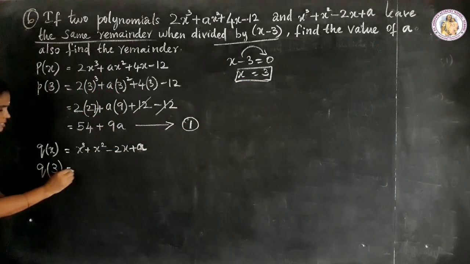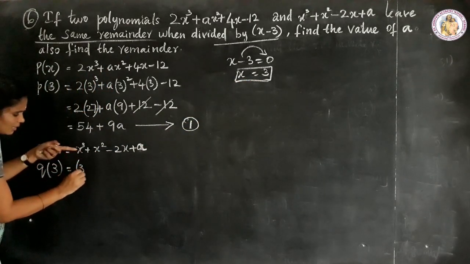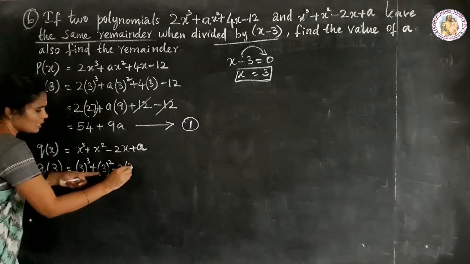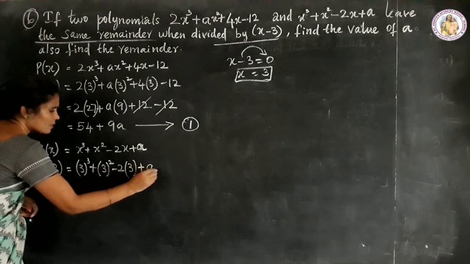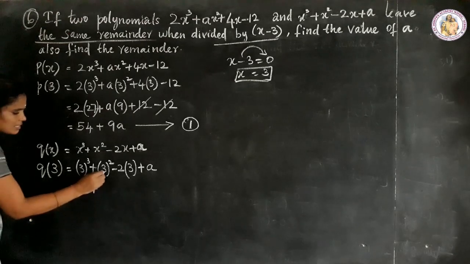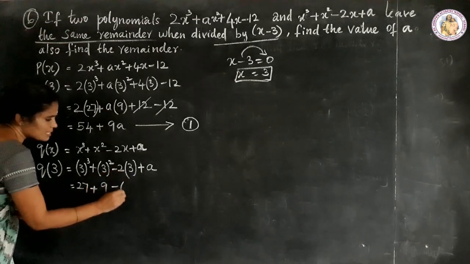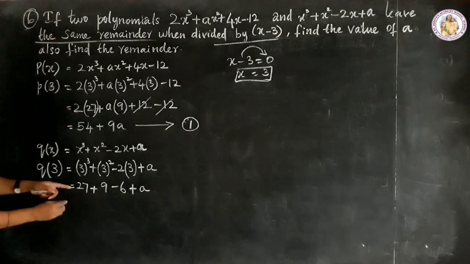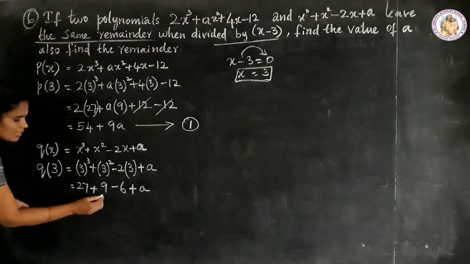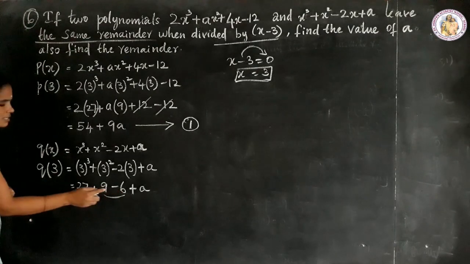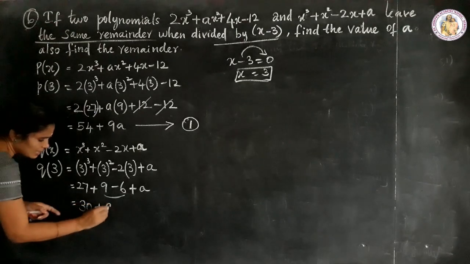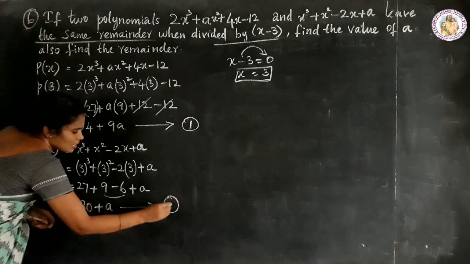So take x is equal to 3. In the place of x apply 3: 3 cube plus 3 square minus 2 3s plus a. Okay, now 3 into 3, 9, 9 3s are 27, plus 3 3s are 9, minus 3 2s are 6, plus a. Okay, now here 27 plus 9. So otherwise you subtract like this, 9 minus 6 is 3. So 3 plus 27, 30. 30 plus a. Taking this as equation number 2.